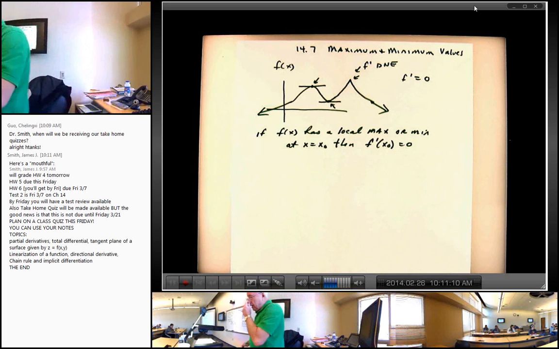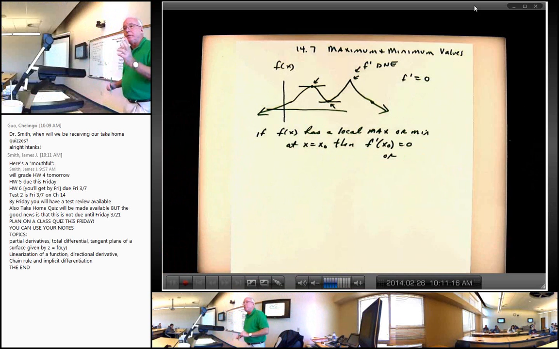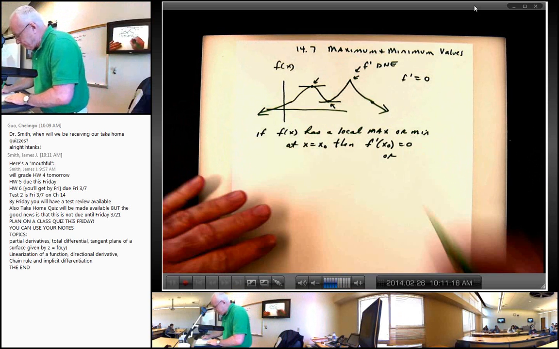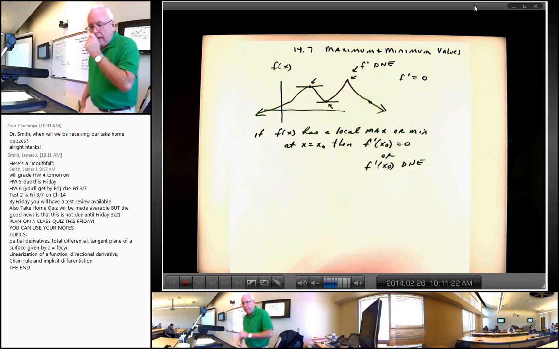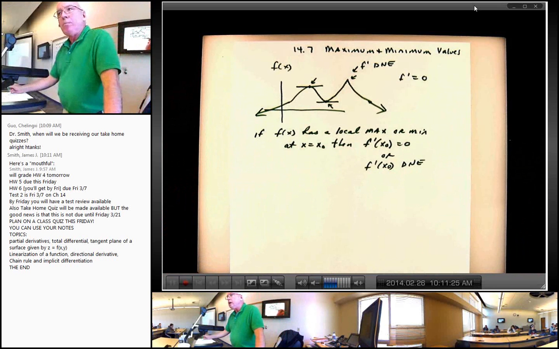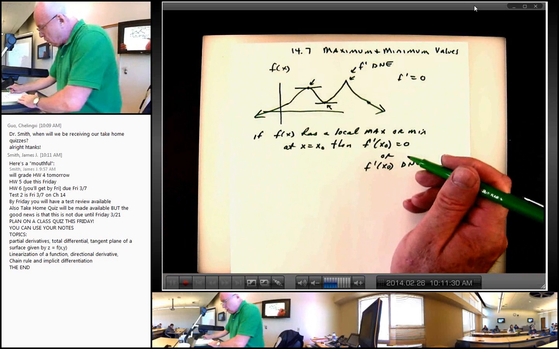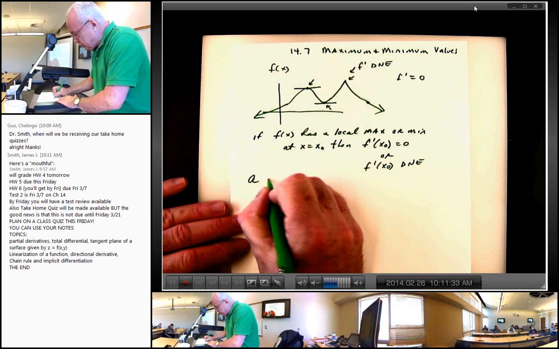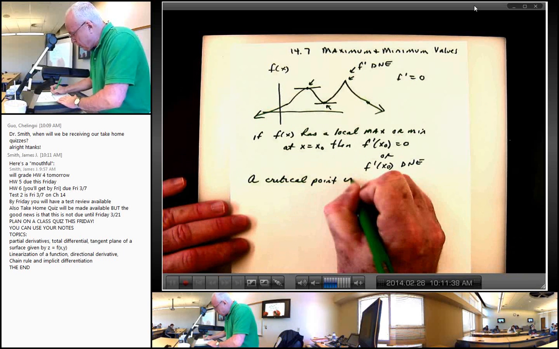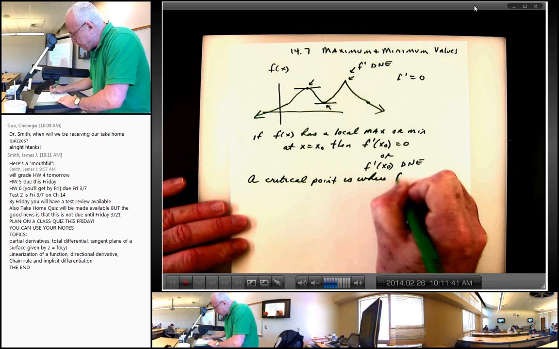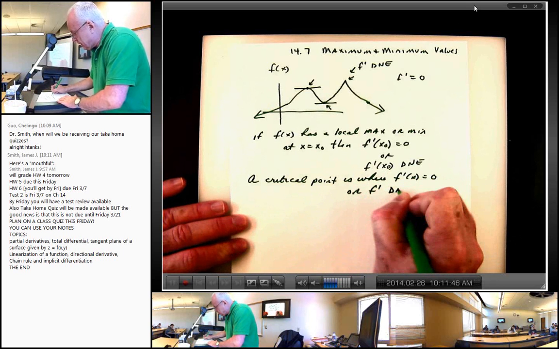All right, okay, now, the first derivative equals 0, or f prime at x naught does not exist. Right. Now, the thing is, we have a name for these points, and they're called critical points. So let me just remind you of this definition. A critical point is where either f prime equals 0 or f prime does not exist.